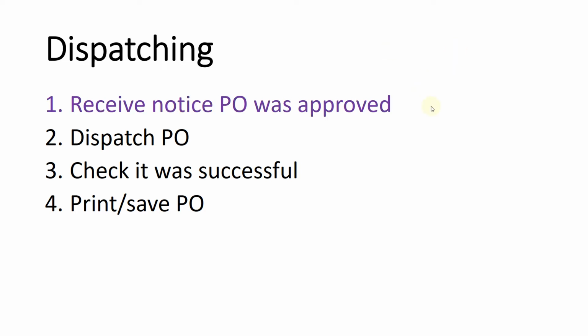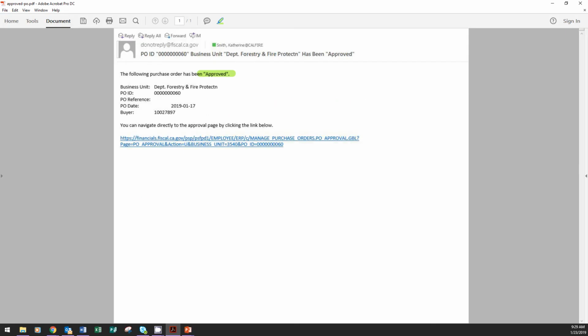Firstly, you'll receive notice the purchase order was approved. If you are the buyer, the person who is listed on the purchase order as the person who will make the purchase, you will have received an email that looks something like this that tells you the purchase order was approved.